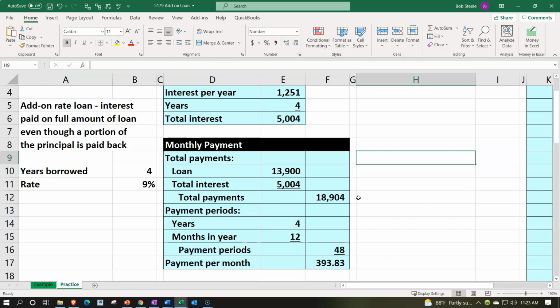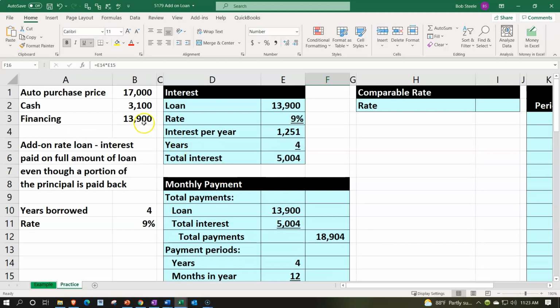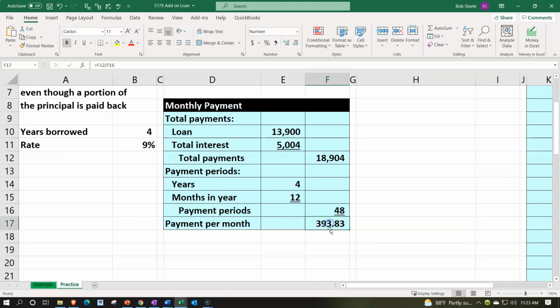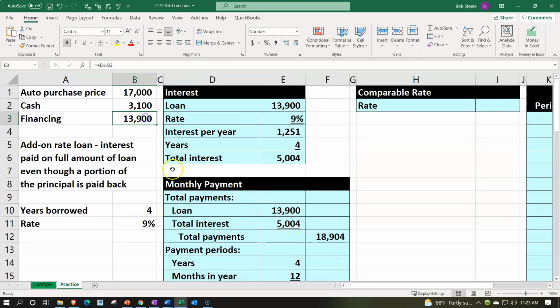Well, one thing we can do is we could say, well, what if I took this 393.83, which they're telling me I have to pay over 48 periods, which is 4 years, which makes sense. And what if I was to do that into a normal loan to finance the $13,900? What would be the rate? Meaning, if I was to make this series of payments over 48 periods to finance that $13,900, what would be the rate that I would have to use under a normal kind of installment loan? It's not going to be 9%, right?